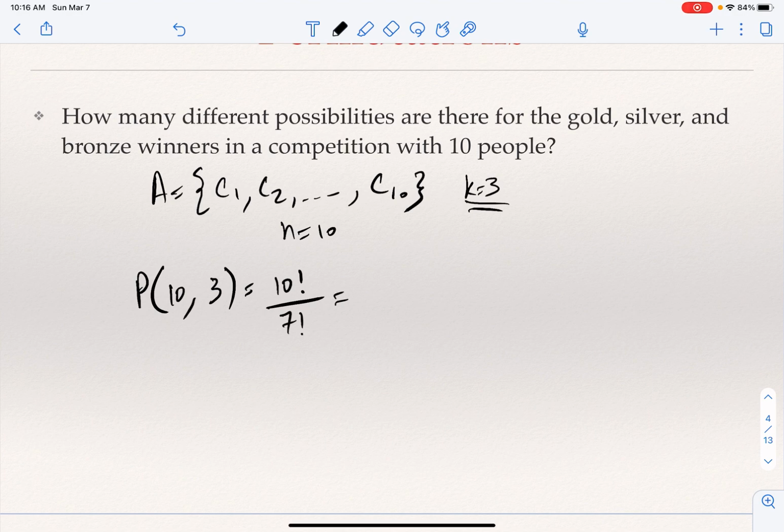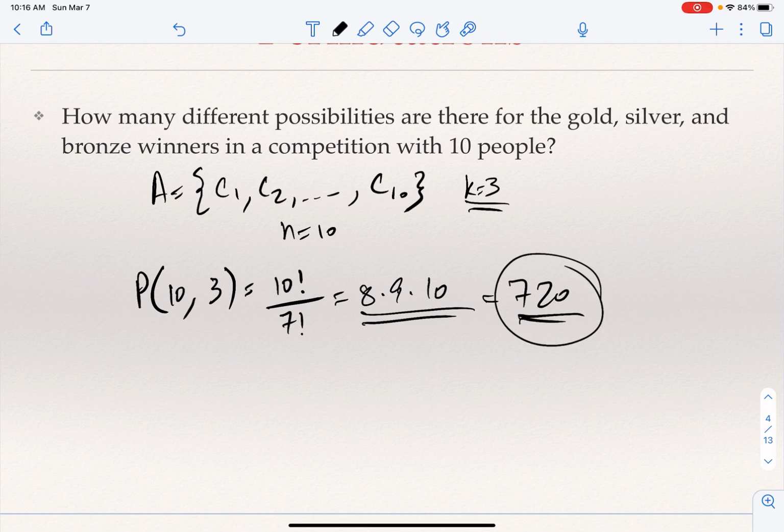And we usually are not interested really in the final number in these exercises. What matters is that you figure out how to solve this problem. 10 factorial divided by 7 factorial is 8 times 9 times 10, okay? 8 times 9 is 72, times 10, 720. Again, this is not what I'm interested in here. What I'm interested in is that you got to this point, okay?